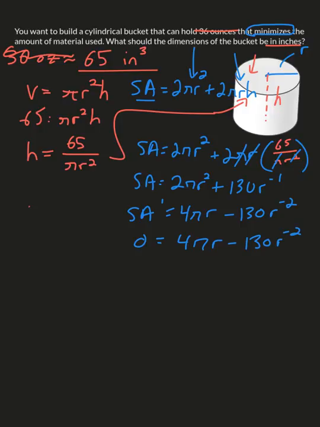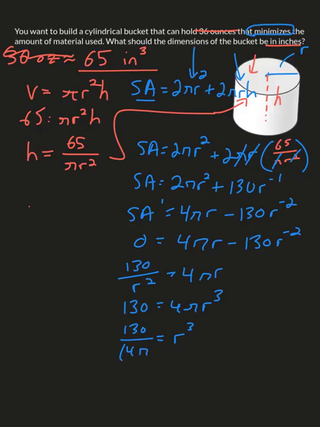And now we just have an algebra problem that we can solve. So I'm going to start by swinging the 130 over to the other side. So we have 130 over r squared is equal to 4 pi r. And we're trying to isolate the r's, so I'm going to bring all the r's to one side and multiply both sides by r squared. And I end up with r cubed is equal to 130 over 4 pi.